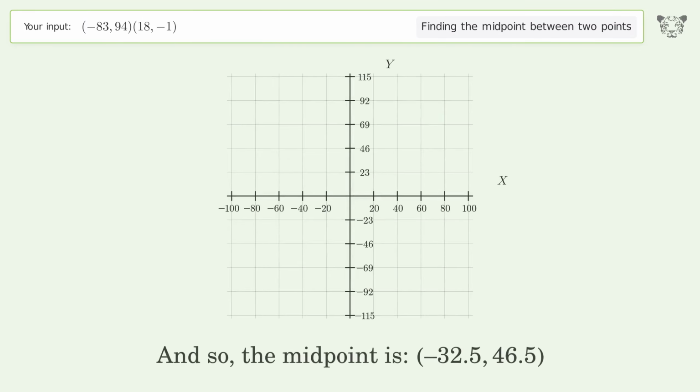And so, the midpoint is negative 32.5, 46.5.